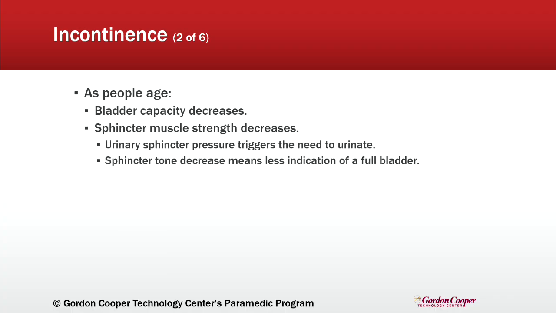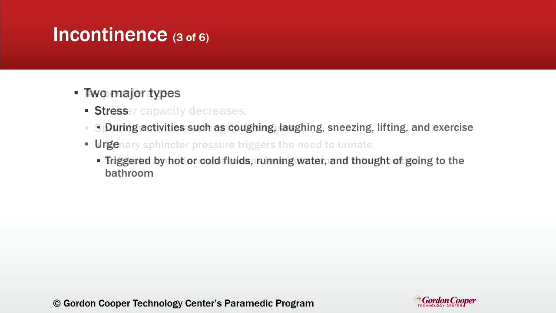As people age, bladder capacity tends to decrease. The muscles that control the sphincters begin to weaken with age. Pressure on the urinary sphincter usually signals the need to urinate, and older adults may not recognize when their bladder is full, leading to involuntary contractions. Nighttime incontinence can occur because older adults may not wake up when they need to urinate, and some adults know they need to urinate but may not be able to reach the bathroom in time.